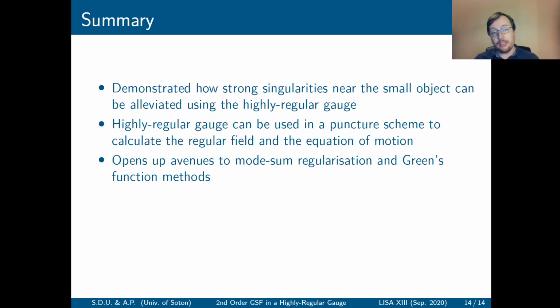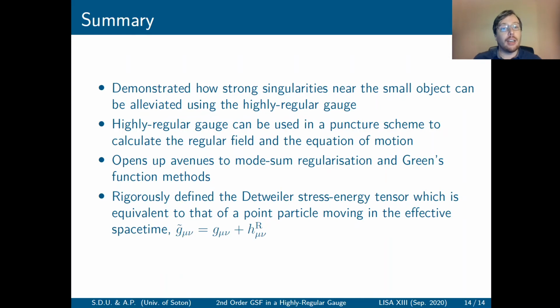Also, one thing I haven't discussed, but is worth mentioning, is that the highly regular gauge opens up avenues to mode sum regularisation and Green's function methods for solving the dynamics of the system if we wanted to avoid using a puncture scheme. And finally, we've rigorously defined the Detweiler stress energy tensor, which is equivalent to that of a point particle moving in the effective spacetime g plus h^R.